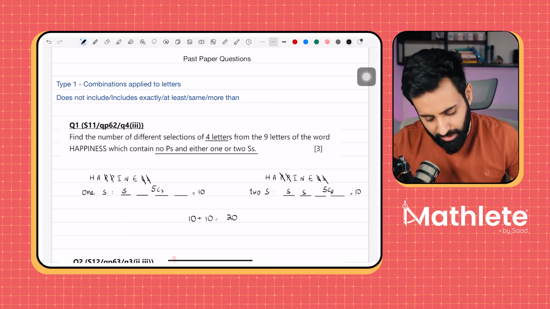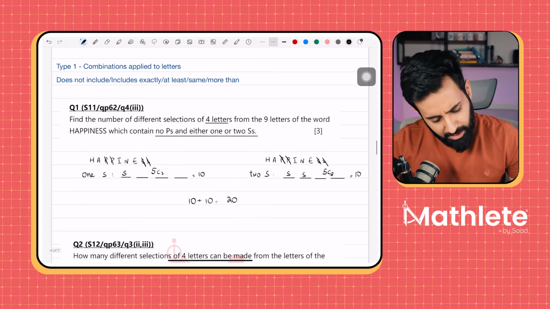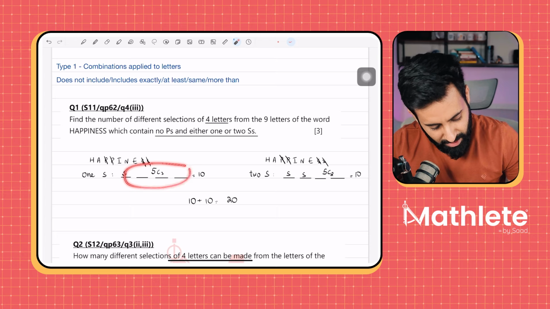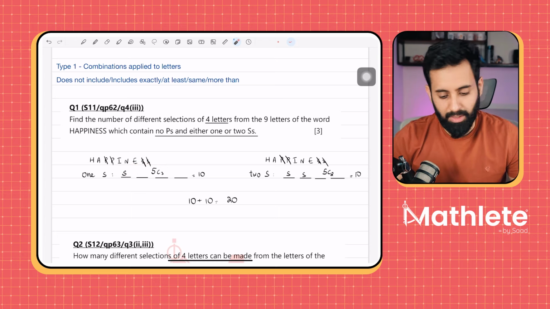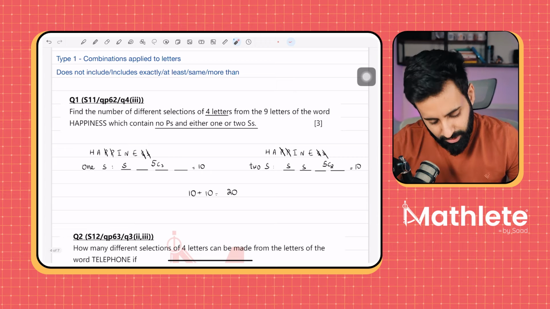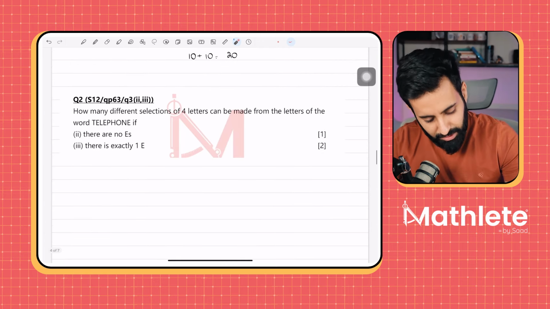Okay, so that was, I would say, a relatively easy question. I'll tell you when things get complicated. Things get complicated when the letters that you have to select from are repeated. Like, for example, there is a question which I'm going to solve where you have 2 E's or 3 E's. So you'll see how we deal with those questions as well.